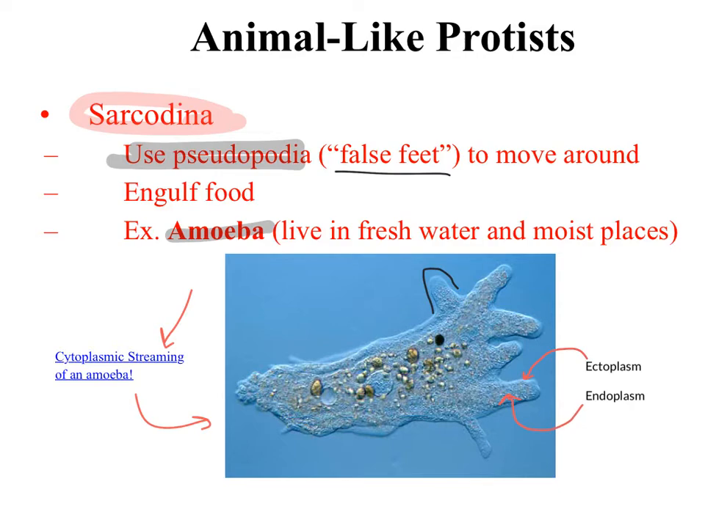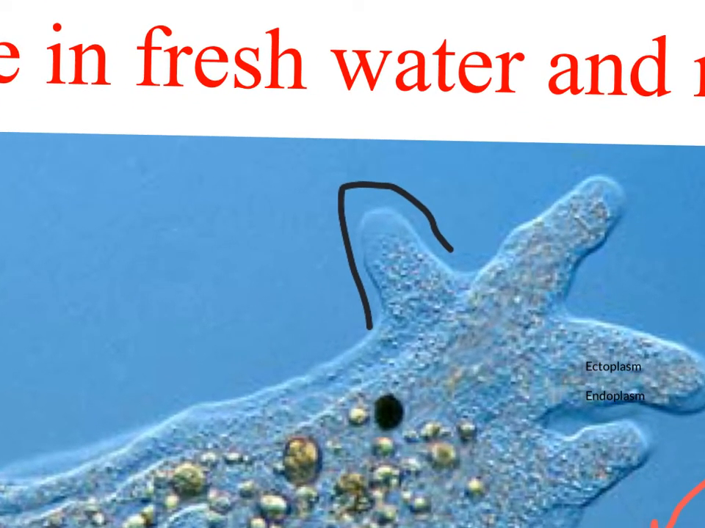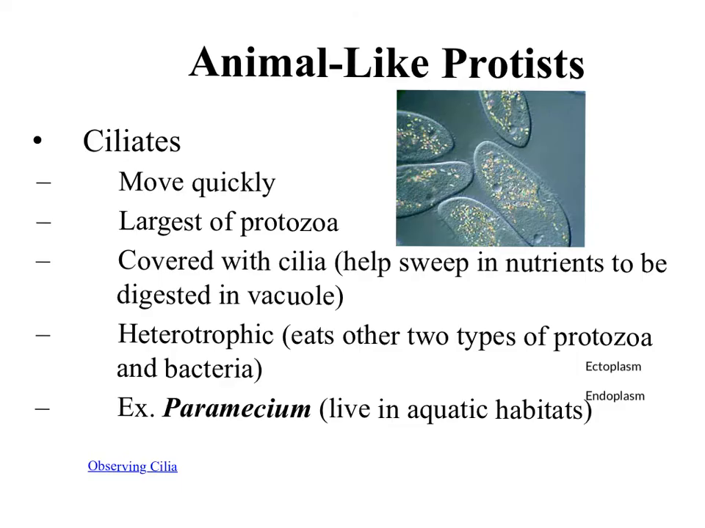If we zoom in on this pseudopod right here, there's a really good defining line between ectoplasm and endoplasm. That endoplasm is that granular substance right there. And the ectoplasm is this, drawn in blue, outer gel-like area. Let's move on to our next animal-like protist.